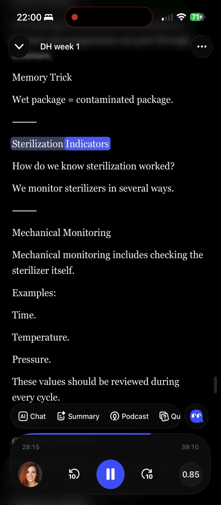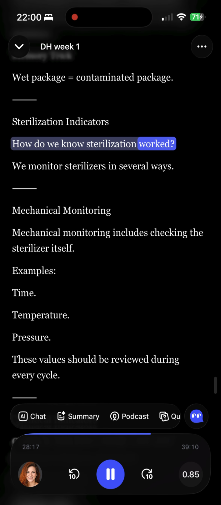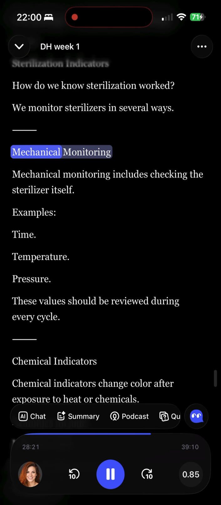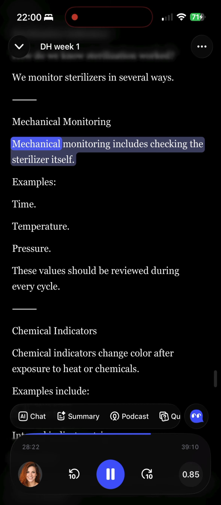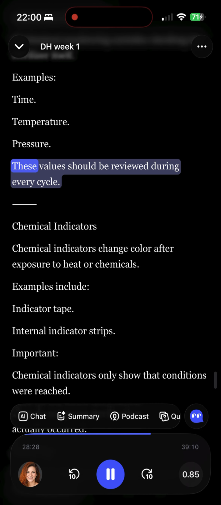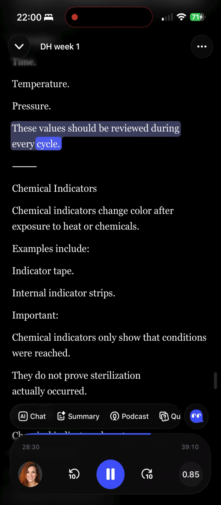Sterilization indicators. How do we know sterilization worked? We monitor sterilizers in several ways. Mechanical monitoring includes checking the sterilizer itself. Examples: time, temperature, pressure. These values should be reviewed during every cycle.